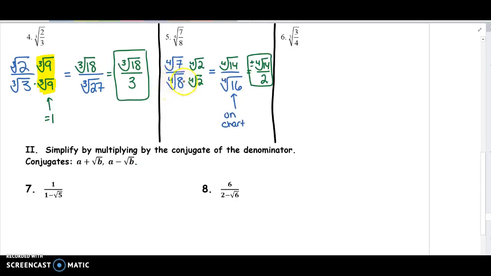So you have the fourth root of 8 on the bottom of this fraction. So you look in your fourths column to find a number that is on the chart. We see that 16 is on the chart, and if we multiplied by 2, we could make 8 turn into 16. If you multiply the bottom, you have to multiply the top. You end up with the fourth root of 14 on the top, and the fourth root of 16, which is 2, on the bottom. Try number 6 on your own.